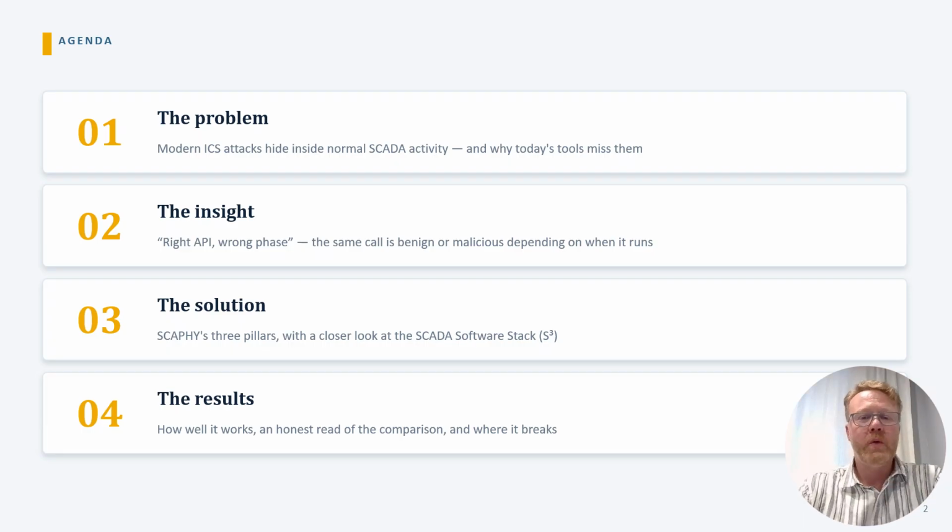So let's talk about what we're going to go through. The first thing is we'll define the problem, which the authors say modern ICS attacks hide inside normal SCADA activity. Then we'll move on to the insight that can be summed up with the phrase right API but wrong phase, and we'll explain what that means. Then we'll talk about the solution. The solution is SCAPHY, and it consists of 3 pillars. And then finally, we'll talk about the results and how well it works and what the outcomes are.